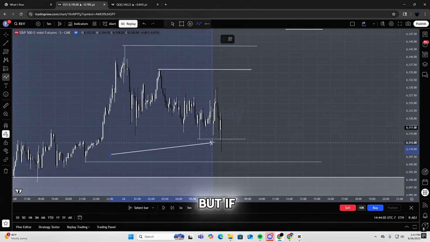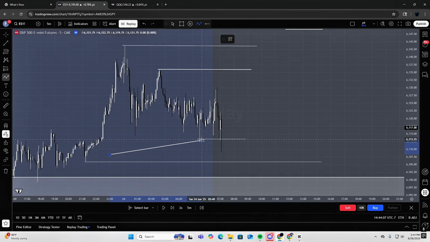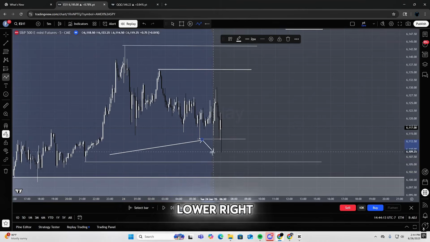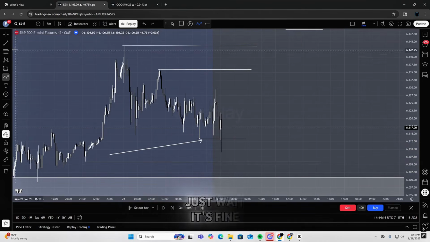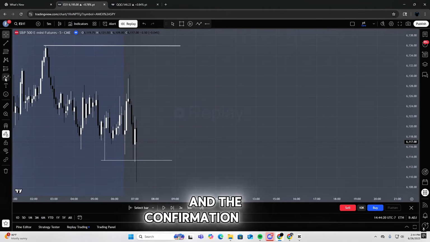But if we don't see support develop after taking this low here, then we might actually go down. We could go down to these draws on liquidity and continue lower. All we've got to do is be patient and just wait. It's fine. You'll eventually see the support develop and the confirmation to the upside.